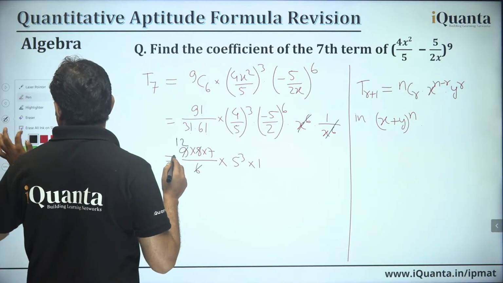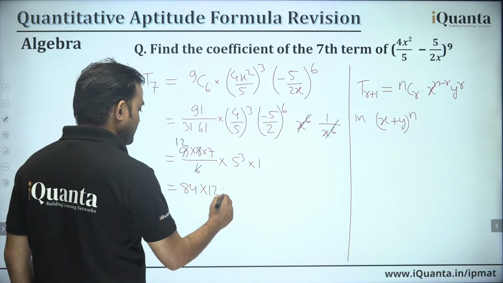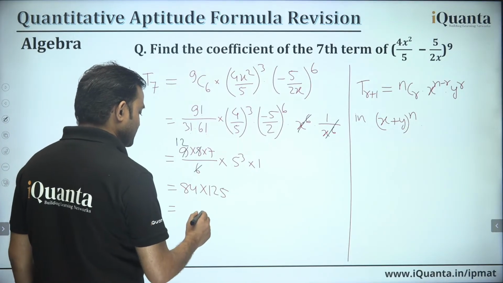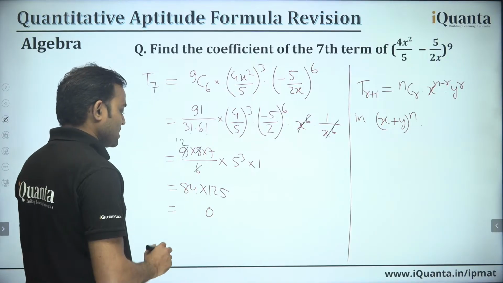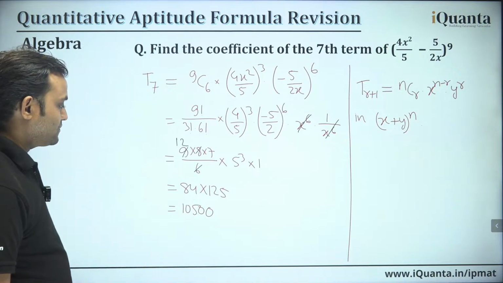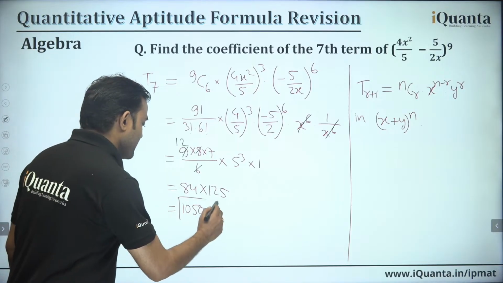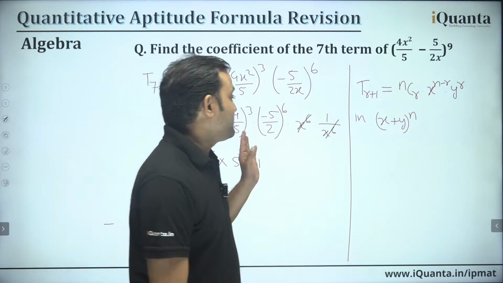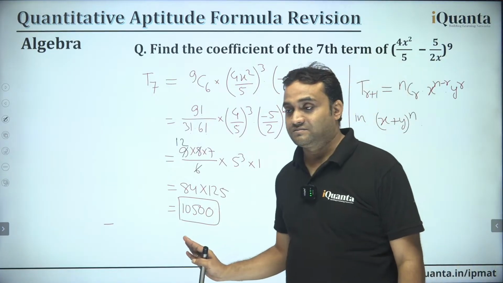So this will be equal to 84 into 125. 125 into 4 is 500, carried forward 50, 125, 1050. है ना? So that is our answer, 10,500. Okay, now remember, even if these x won't be cancelled out, we get this answer, same as this answer, है ना?